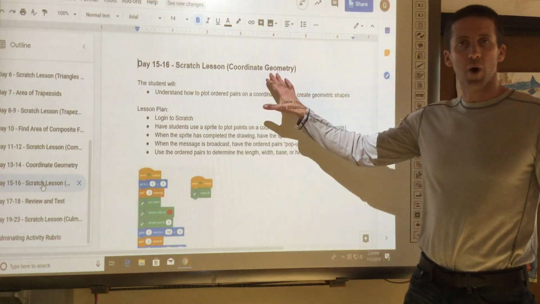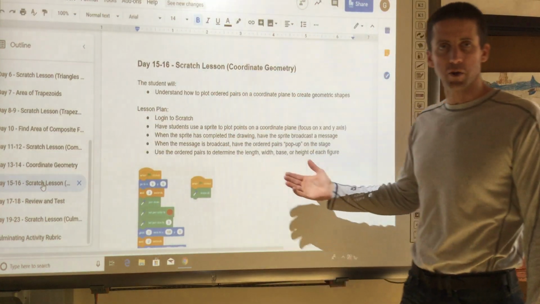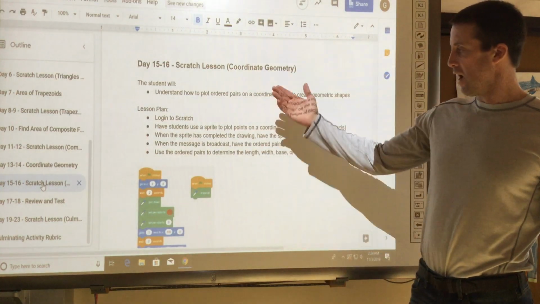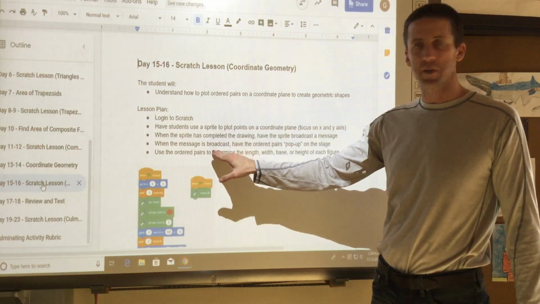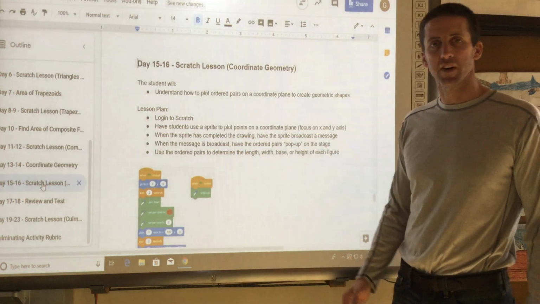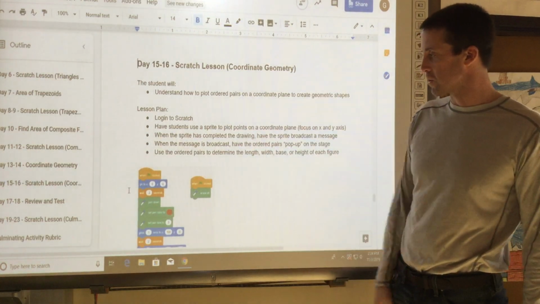So coordinate geometry, fortunately for us, Scratch has the wallpaper, or the background choice, of the X and Y. We are going to introduce the broadcast feature here, which is a very nice feature for calculating distances, heights, lengths, widths.